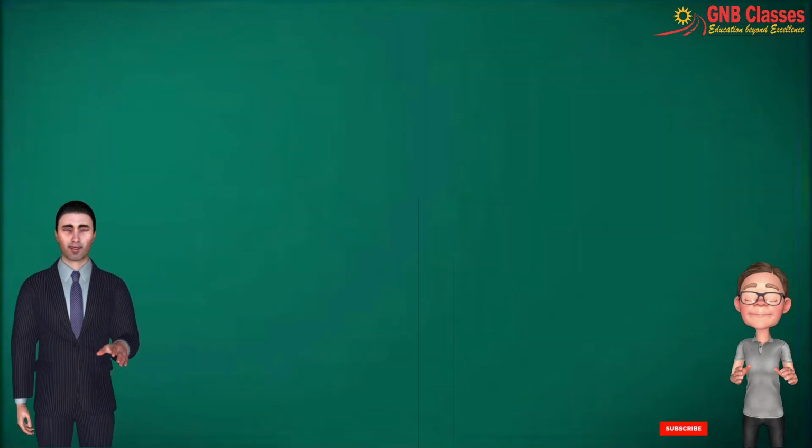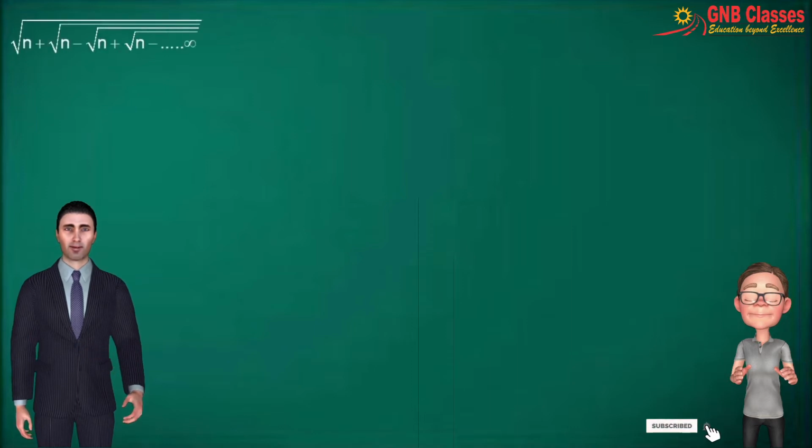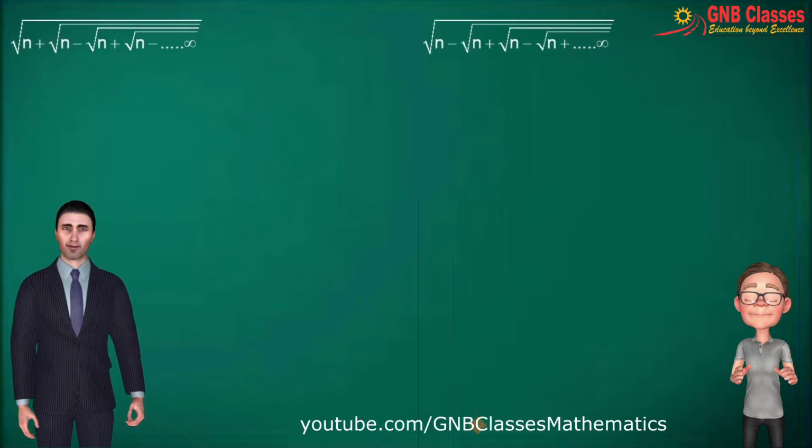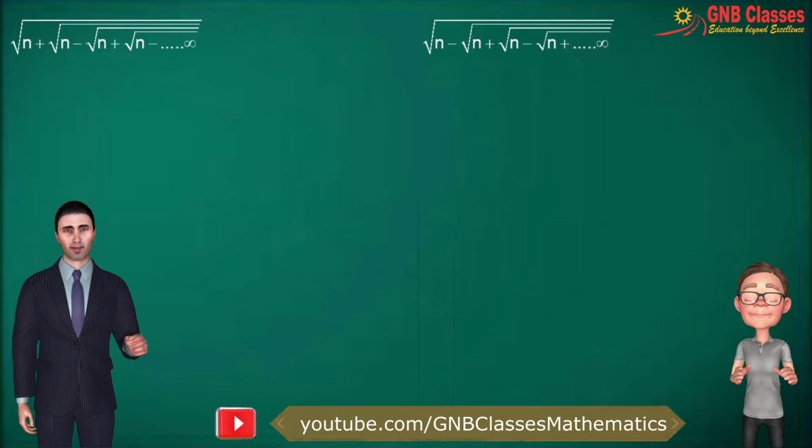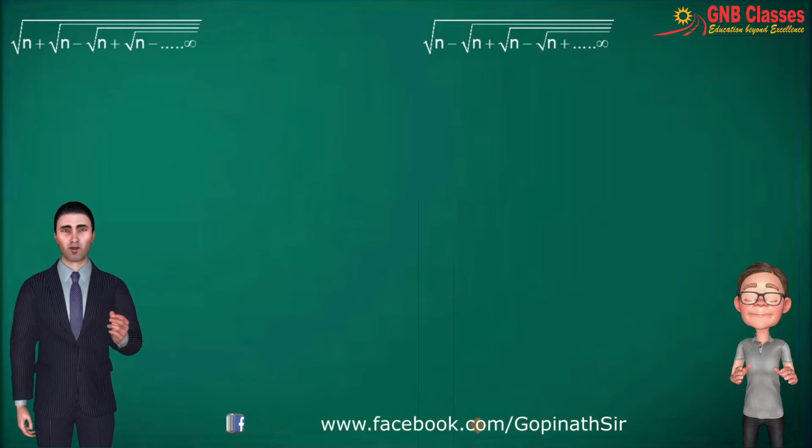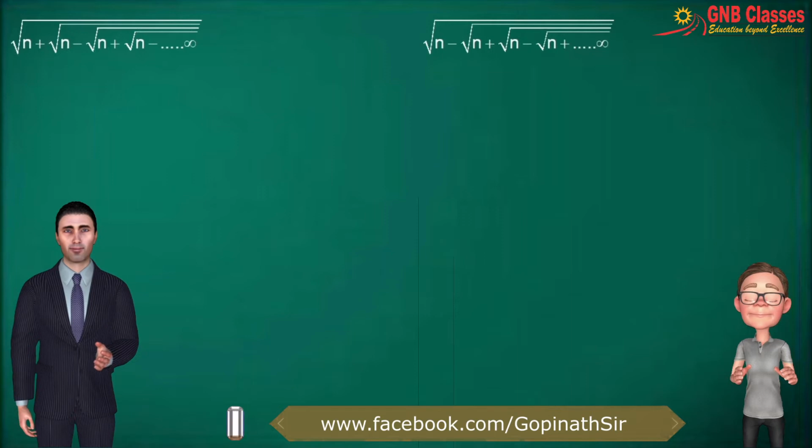Let us learn 2 more tricks. See those 2 expressions. Can you locate the difference between those 2 expressions? The first one has the arithmetic operations in the sequence plus, then minus, then plus, then minus and so on. And for the second one, the arithmetic operations are in the sequence first minus, then plus, then minus, then plus and so on. Have you understood?